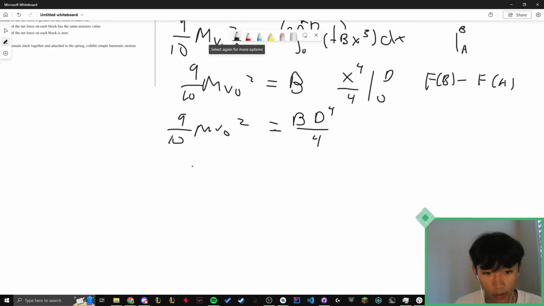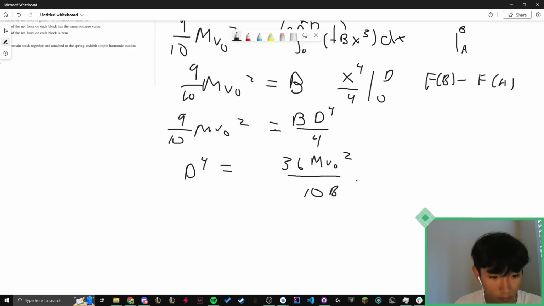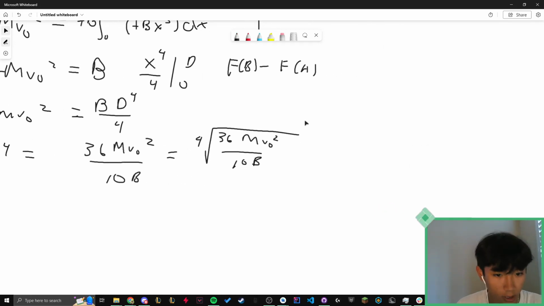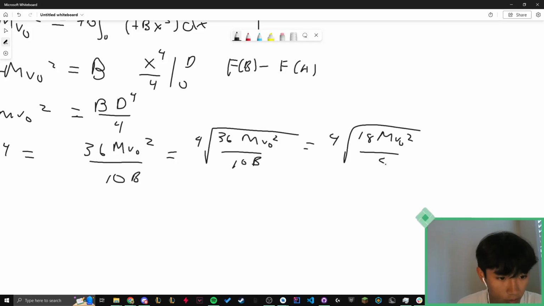So we're going to multiply this over. So d to the 4th is equal to, multiply 36 m v0 squared, divide by 10b, and we can take the 4th root, which is the 4th root of 36 v0 squared over 10b, and just to simplify it, we can do the 4th root of 18 v0 squared over 5b, and that is your final answer.